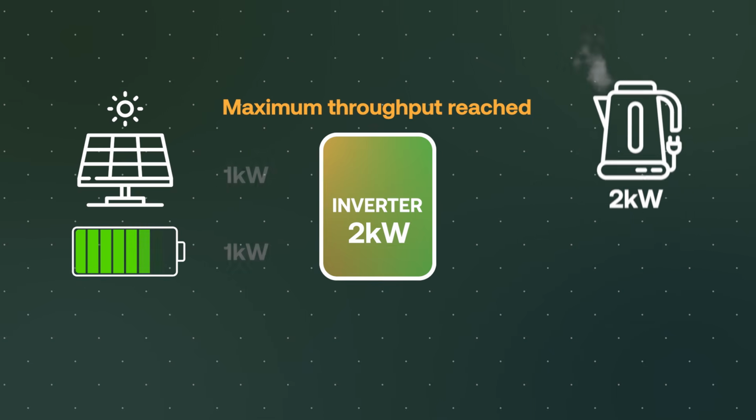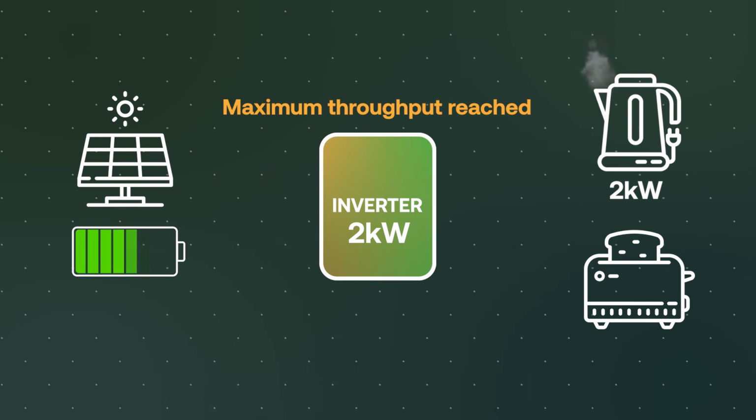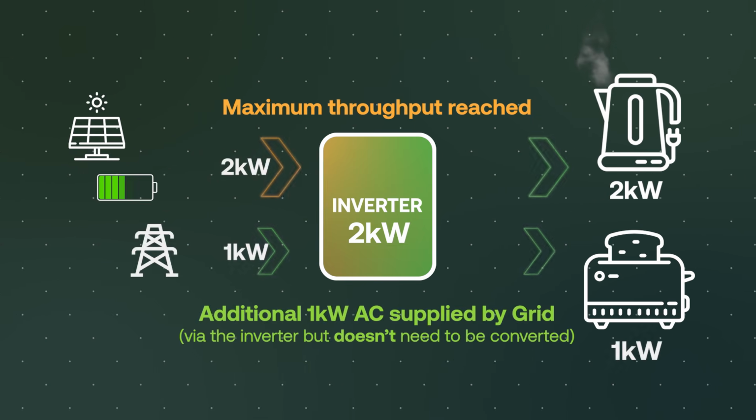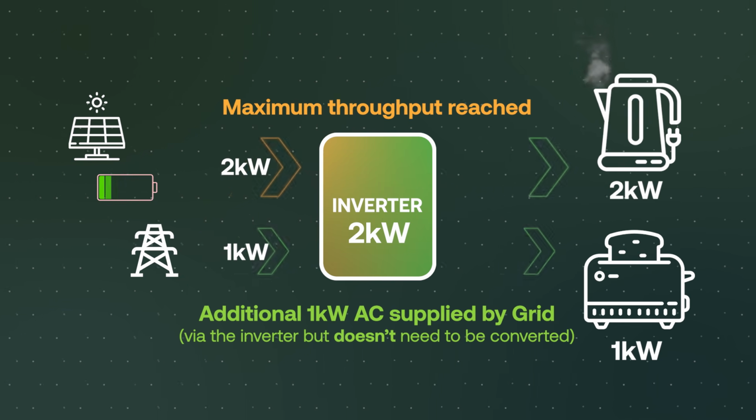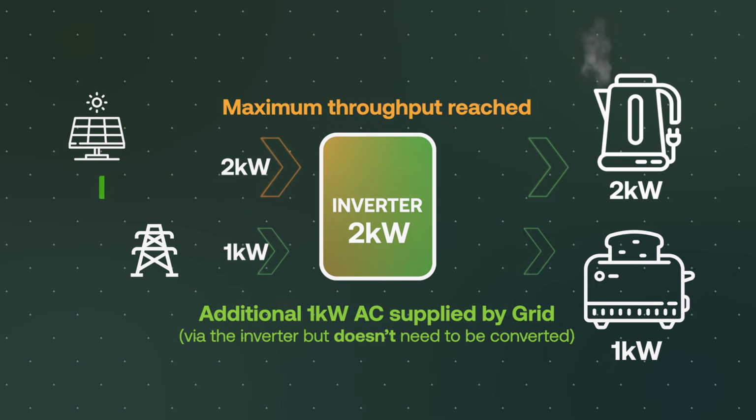Now, if I then turn the toaster on, and that's using another kilowatt, if that inverter isn't big enough, that 1 kilowatt's going to be drawn in from the grid. The systems run in what we call parallel. So it's not the case that if we go above the inverter's capacity that the system either turns itself off or can no longer meet the demand.